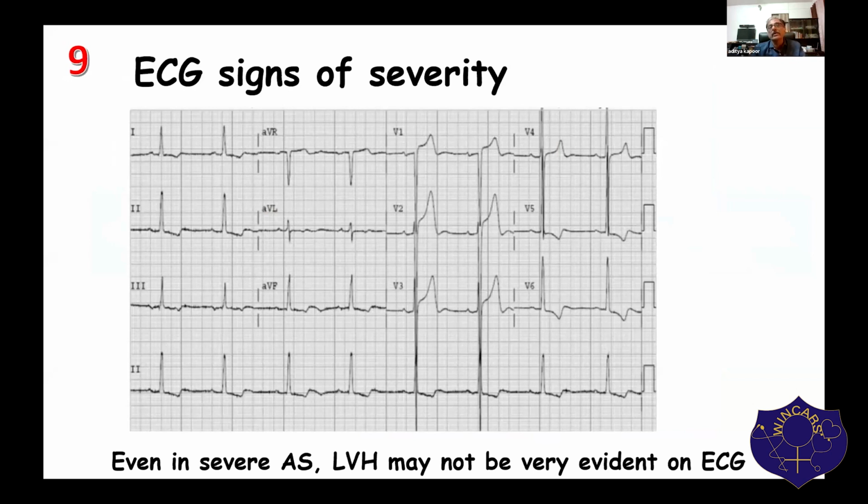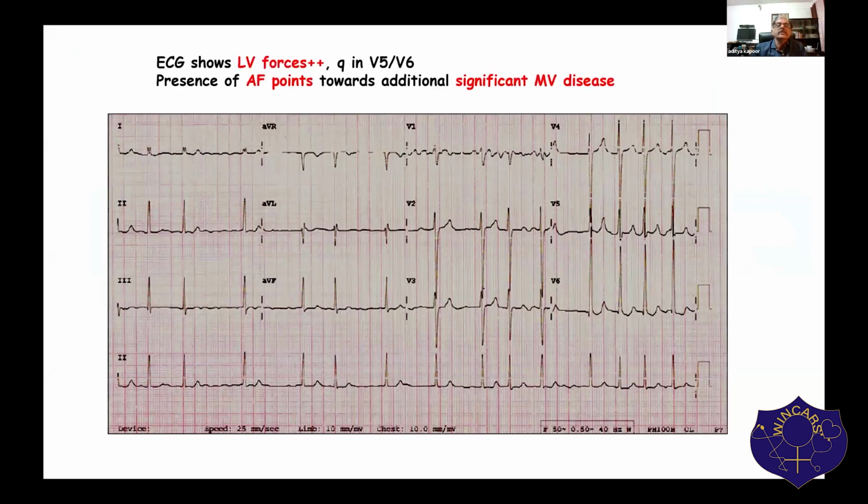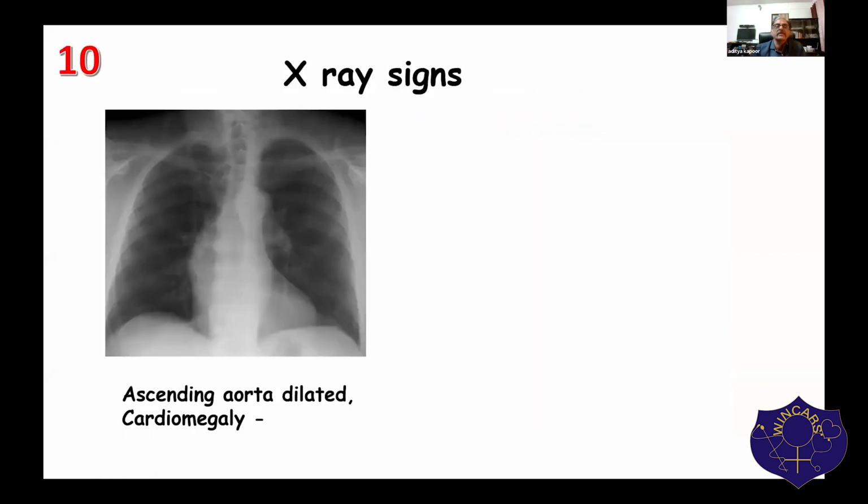If it is there, then LVH will be there, but it is not necessary that you will find LVH in aortic stenosis. This is an important ECG. So atrial fibrillation, but LV forces are there. So if you see atrial fibrillation with LV forces, you should suspect that if an aortic stenosis patient has AF or right axis deviation, then you suspect mitral valve disease.